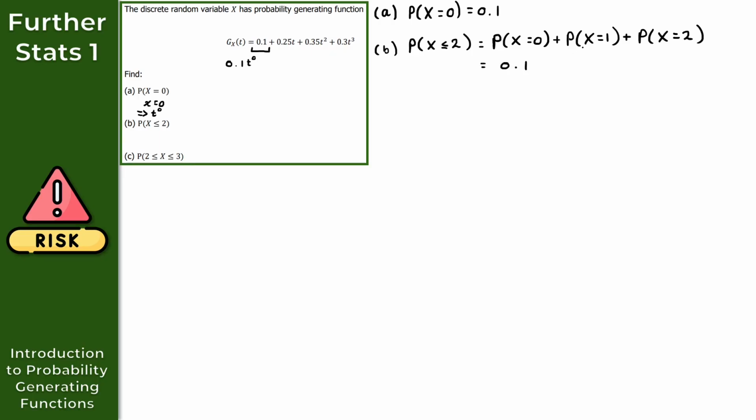So then for the probability that x equals 1, well, that's for t to the power 1. So that's this term here then. And then the coefficient here gives us the probability. So that's 0.25.